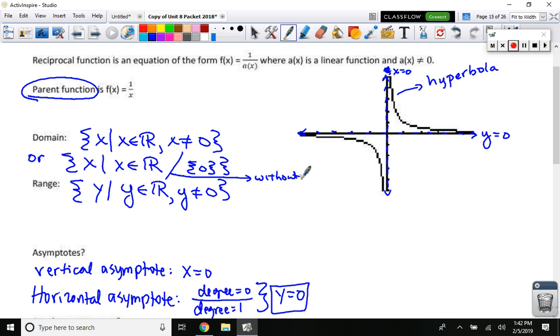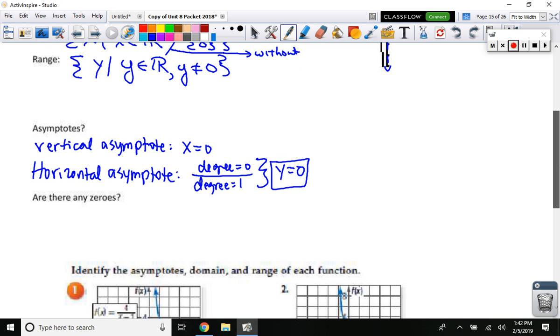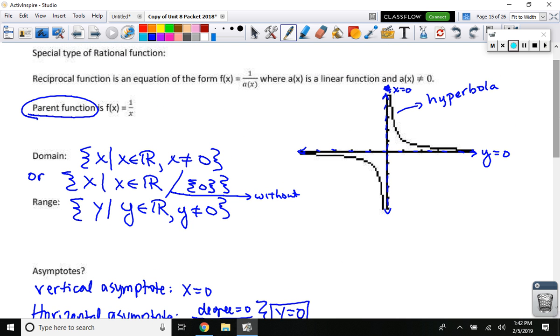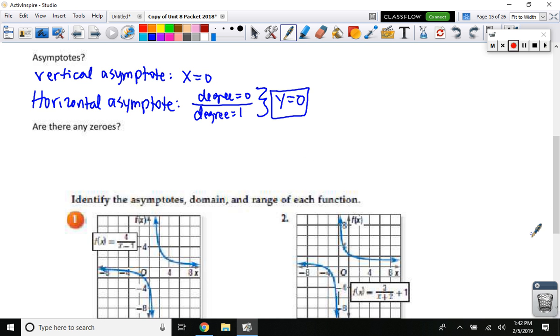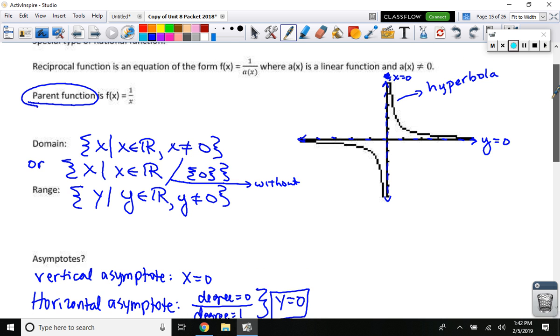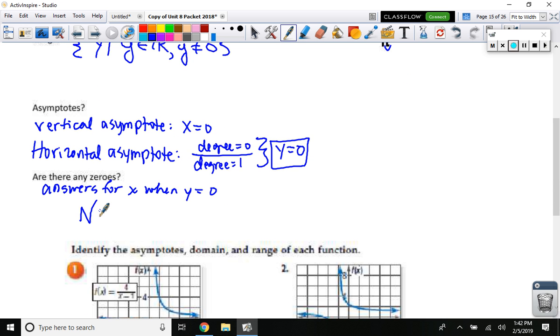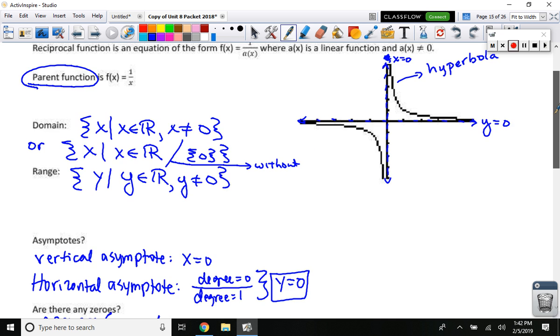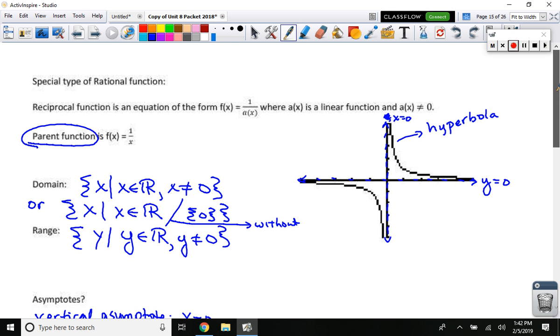All right, what else do they want to know? Zeros? Is that the last thing on here? Are there any zeros? What are zeros? It's where the graph crosses the x-axis, when y equals 0. Answers for x when y equals 0. Okay, so do you have any zeros? Looking at the graph, no. Looking at the fraction, when does a fraction equal 0? When the numerator is 0.